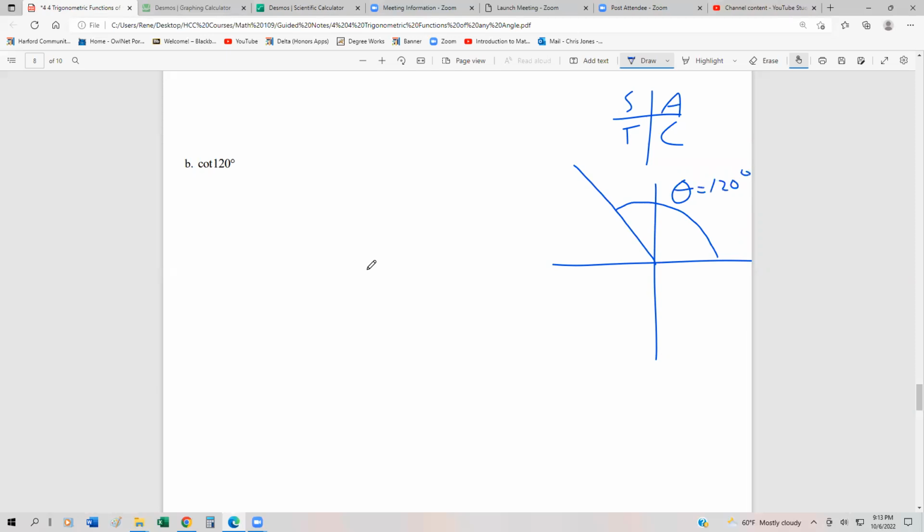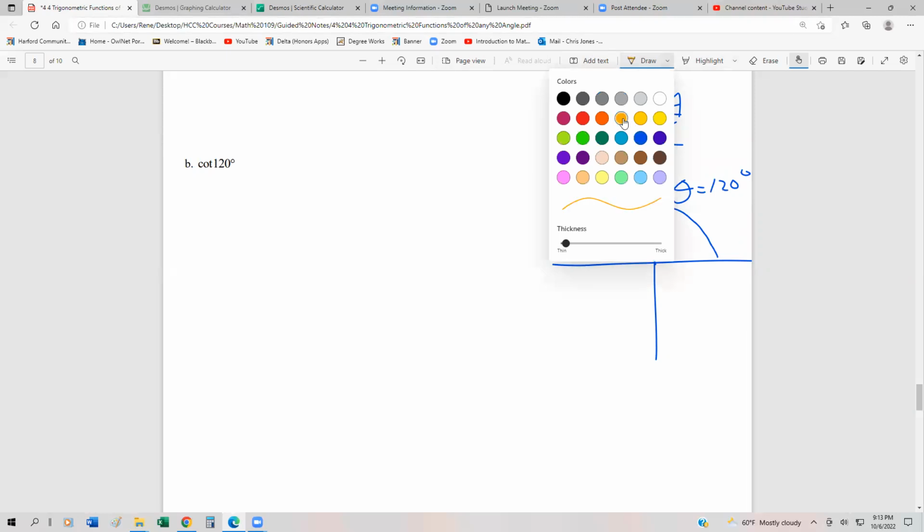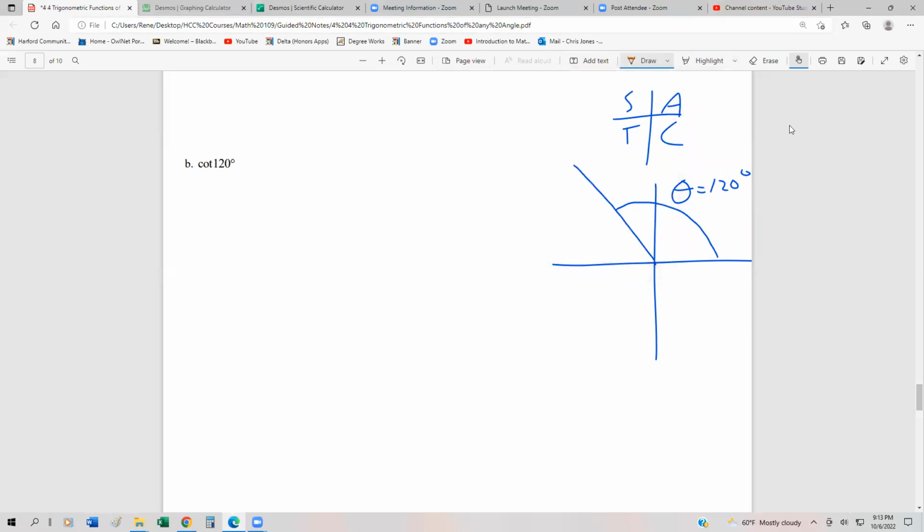Cotangent of 120 degrees. We have our All Students Take Calculus, and we know that 120 degrees is going to be a little bit more than 90. So this is our theta equals 120 degrees. Theta prime then is going to be the rest of that angle. So this right here is theta prime, and to figure that out, we subtract 120 from 180. So 180 minus 120 is 60 degrees.